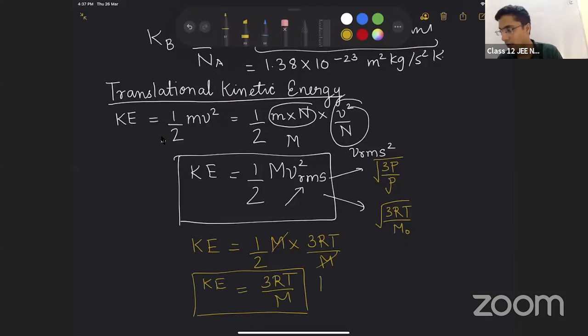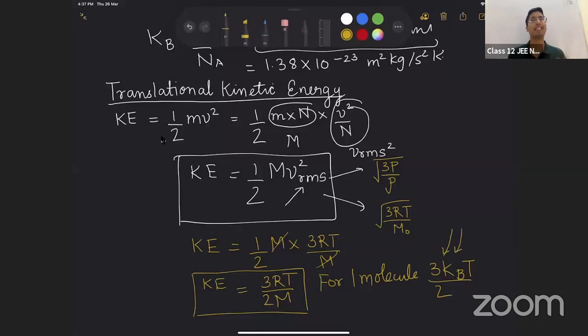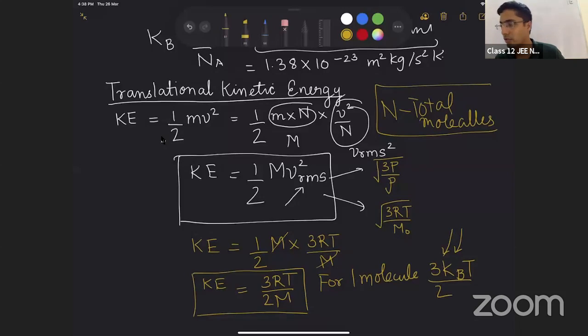For 1 molecule, you have to divide it by Na. It becomes 3 by 2 kb into T. So for 1 molecule, the contribution to the kinetic energy is 3 by 2 kbT. This is a very, very important expression that we will use. Suraj, n is basically the total number of molecules. m is 1 molecule. This is the total number of molecules.